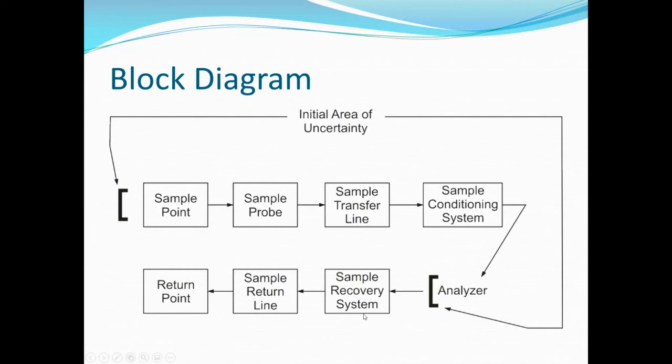So we can look at it and go, well, where's the most likely place that we're going to have an error? Well, it's probably not likely in this area here. It's probably not likely in this area here. It's generally in the area between where we take the sample off and the sample conditioning system. We've got so much stuff in here, tiny little orifices, the rotameters that have little balls in there that tend to get stuck, filters that get plugged, all that kind of stuff.